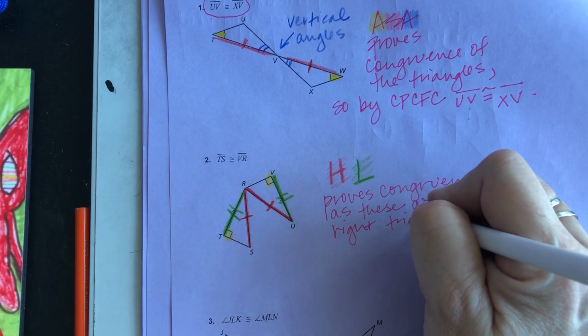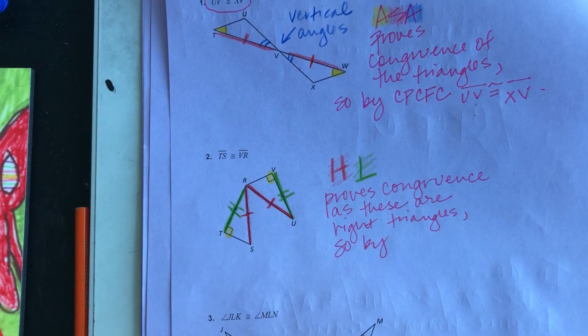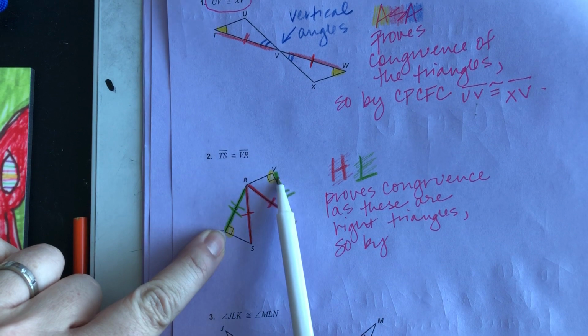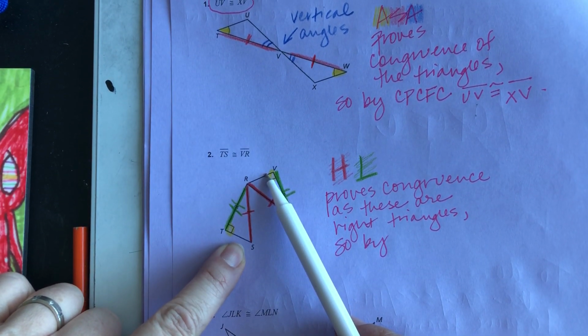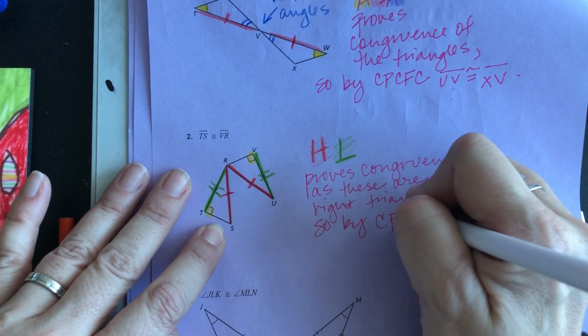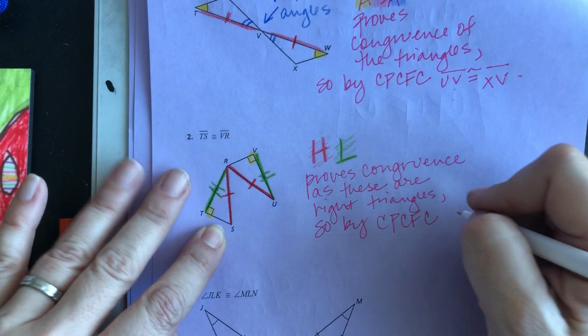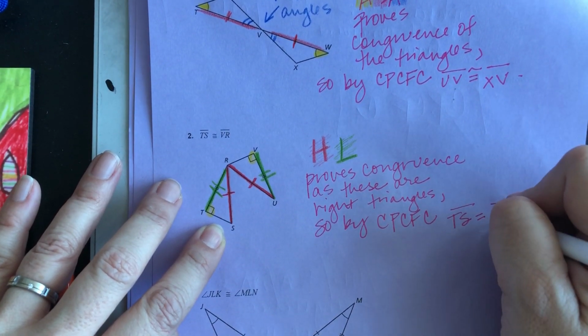And let me guess, I didn't even look at what they wanted us to show. So it must be the other legs, huh? Yeah, TS and VR. They just want us to talk about these two other legs then. Since we know the triangles are congruent, we go on and say then by corresponding parts of congruent figures are congruent that segment TS is congruent to segment VR.